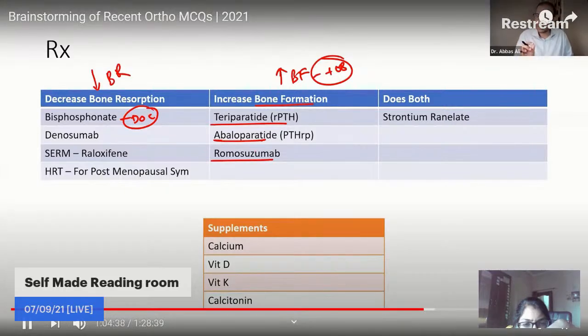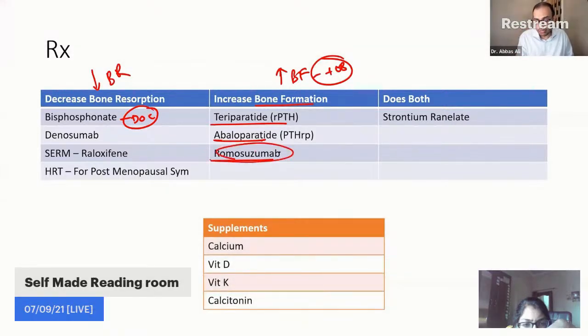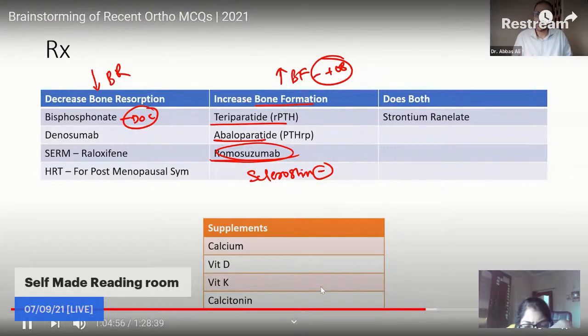Teriparatide is a synthetic parathormone. Low doses increase osteoblastic activity. Whereas romosozumab, if you remember from your pharmacology, is a sclerostin inhibitor. What is sclerostin? Sclerostin inhibits osteoblast. So you inhibit the inhibitor of osteoblast, thereby increasing the activity of osteoblast. Excellent. Everybody got it?